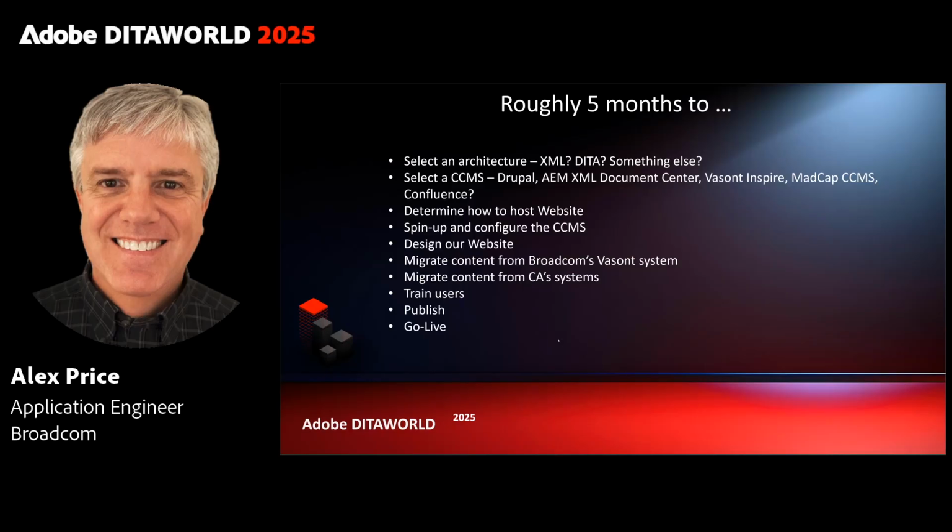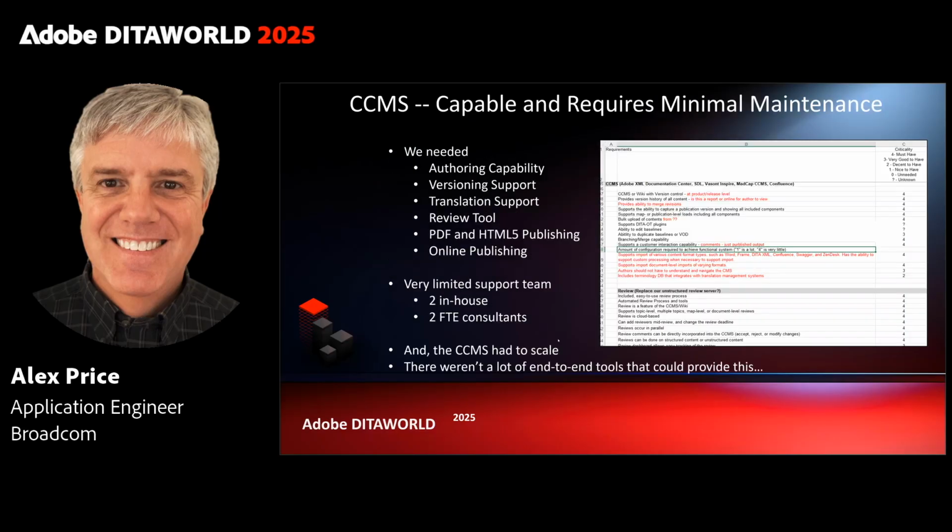Spin up and configure the CCMS and design our website, and then migrate all the content from our Vassant Broadcom system and all the content from the various CA systems into whatever CCMS we had selected, and then train everybody and publish it and go live in about 5 months. And we actually made it, which was amazing.